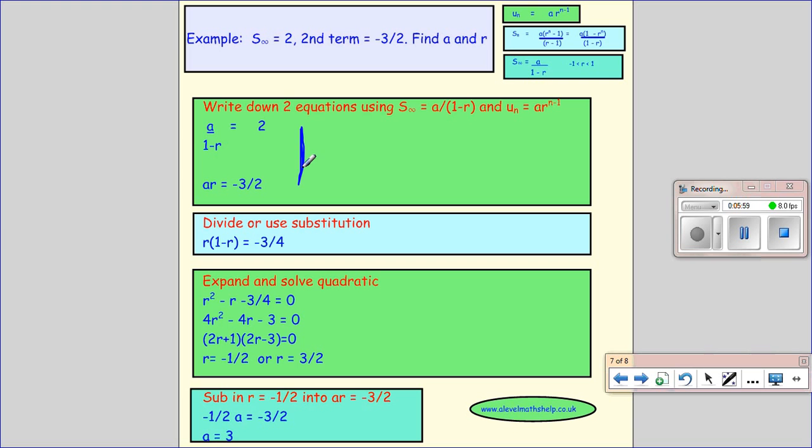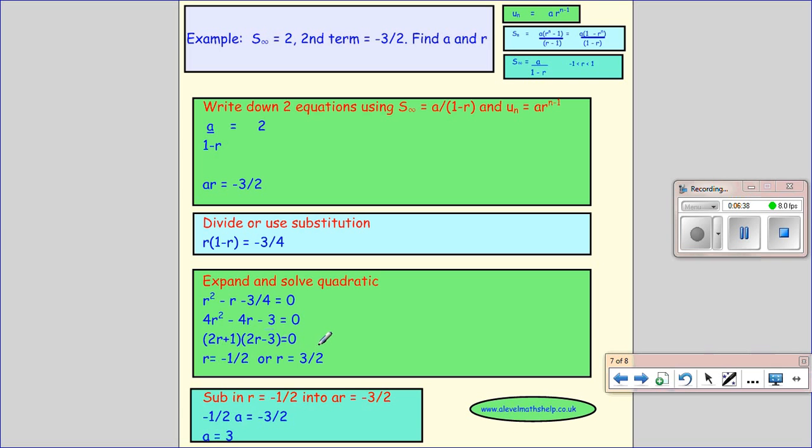We've just divided here, so this becomes r times 1 minus r equals minus 3/4. But it's equally valid just to make a the subject of this equation and substitute it into that one. We then expand our brackets, and we get this. We multiply up by 4, so we get 4r squared minus 4r minus 3 equals 0. And then we can just factorize it into 2 brackets. So 2 times 2 is going to give me that 4r squared, and 1 times minus 3 is minus 3, and then 2 times minus 3 gives you minus 6, plus the 2 gives you minus 4.